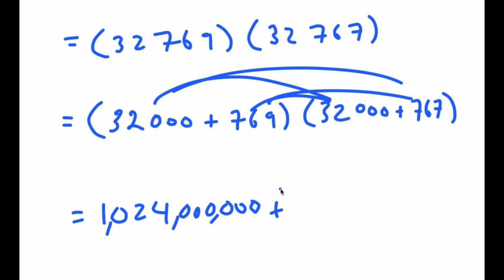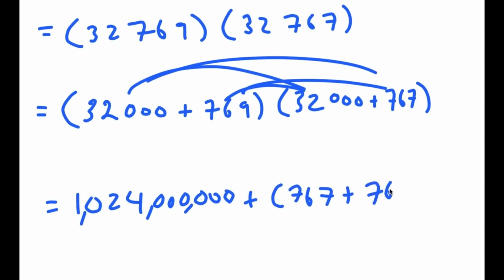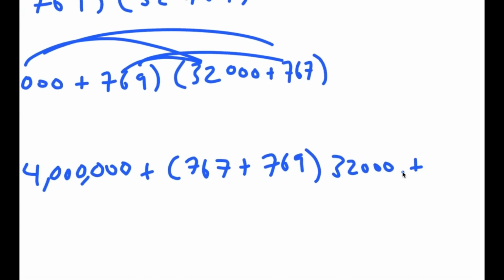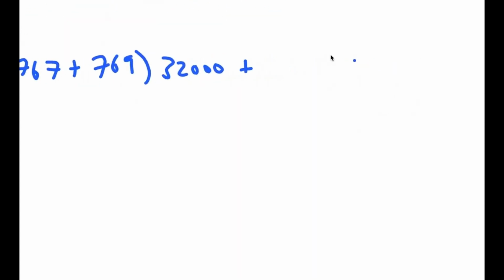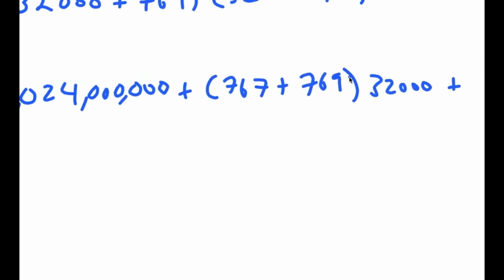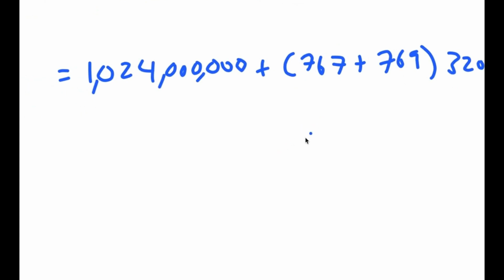And now I have this plus 32,000 times 767, plus 769. And finally, I have at the end 767 times 769, which is equal to 589,823. So let me add all of this up.